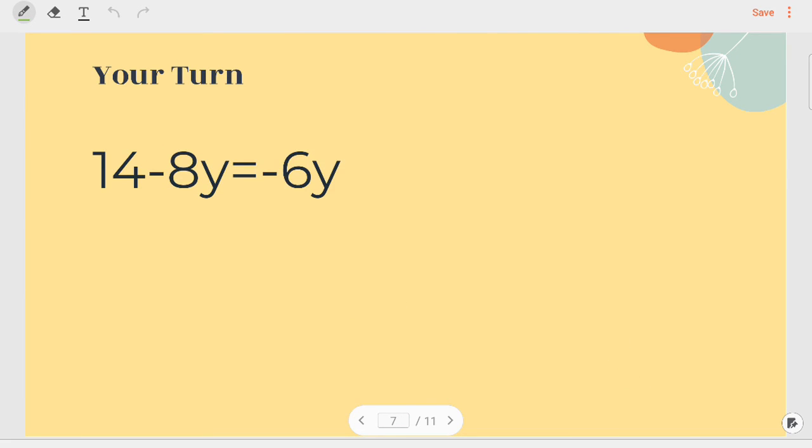Okay, this last one is your turn. So go ahead and try this problem. Remember, if there's only a number, that's your number side.